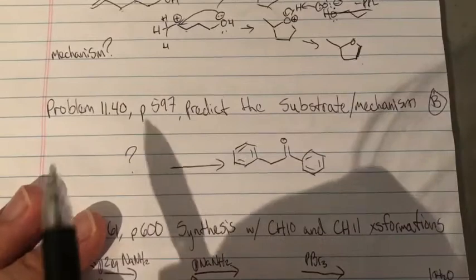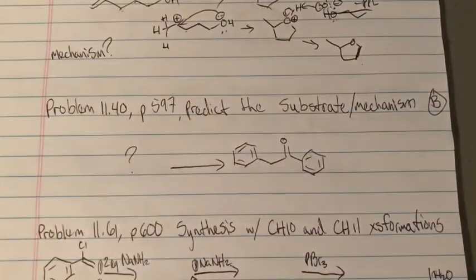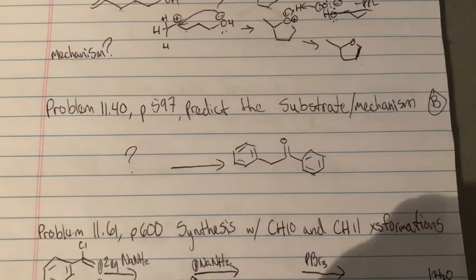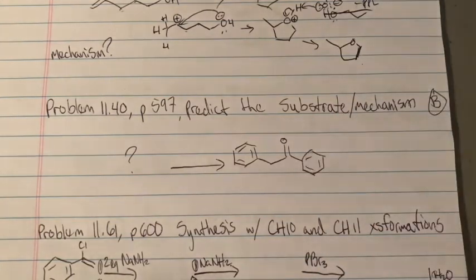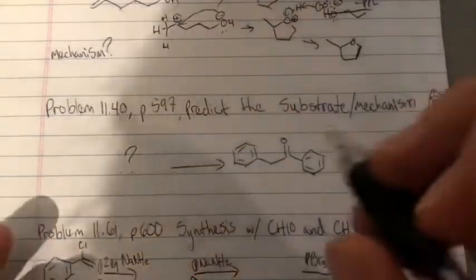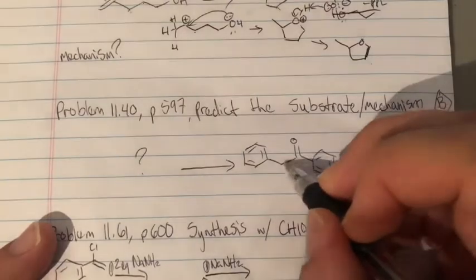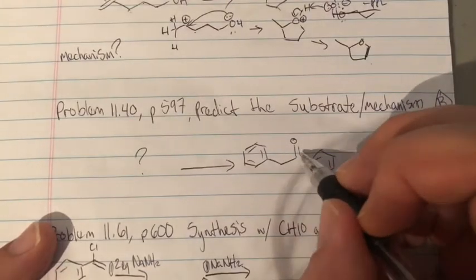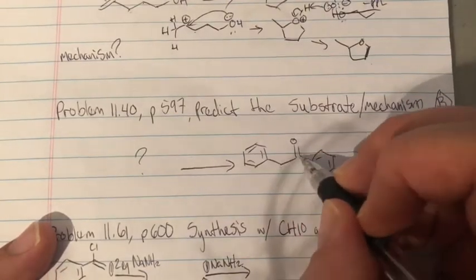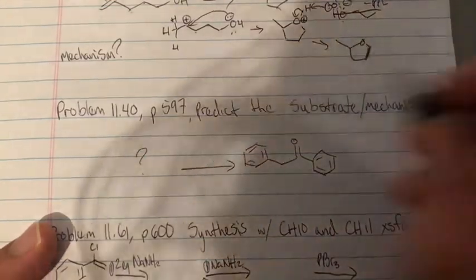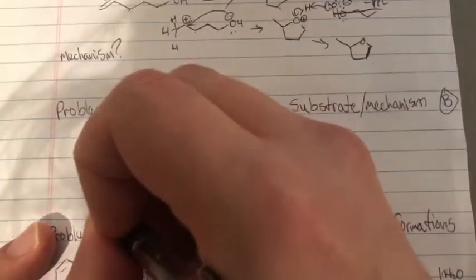Pretty straightforward. All right, next problem, 11.40 on page 597. Just predict the substrate and then also the mechanism to form this kind of ketone. So really all you need to do is envision a triple bond that had previously existed there. So that would be right there in between these two carbons. And this would be a linear compound.